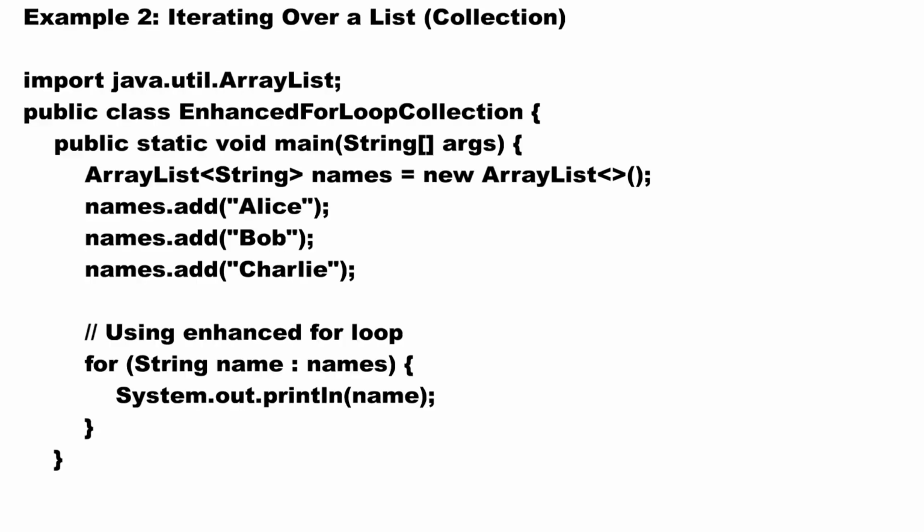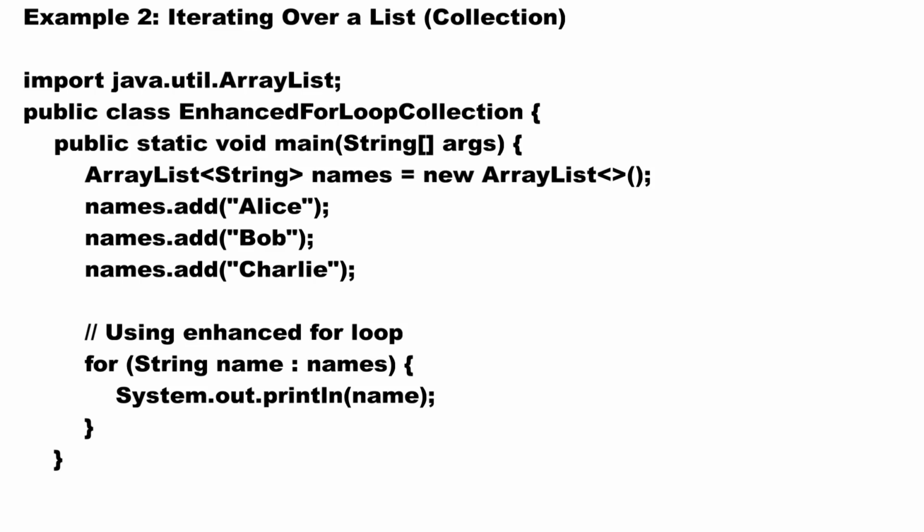We have import java.util.ArrayList, semicolon, public class EnhancedForLoopCollection, open braces, public static void main, open bracket, String, open bracket, close bracket, args, close bracket, open braces, ArrayList, open angle bracket, String, close angle bracket, names equal to new ArrayList, open angle bracket, close angle bracket, open bracket, close bracket, semicolon, names.add, open bracket, Alice, close bracket, semicolon, names.add, open bracket, Bob, close bracket, semicolon, names.add, open bracket, Charlie, close bracket, semicolon. Comment: using enhanced for loop.